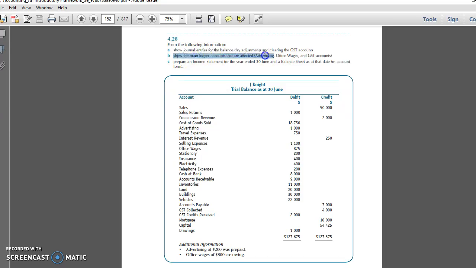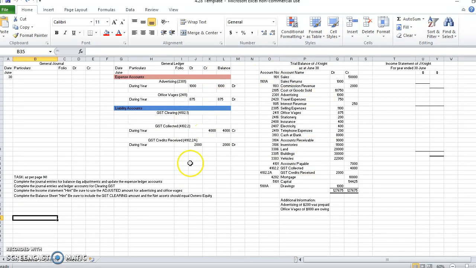We need to show the ledger accounts that are affected from the above, so the balance day adjustments for advertising and office wages, and the GST Clearing, and prepare an income statement and a balance sheet using all of this information. So all of this has been copied over onto our Excel spreadsheet with our trial balance here. All the information has been copied over.